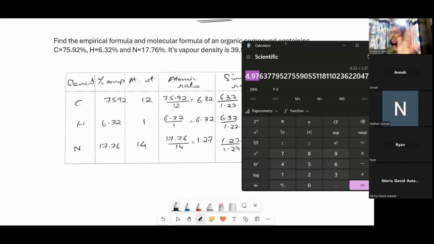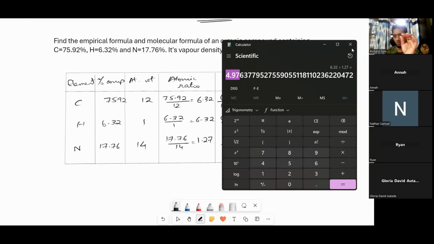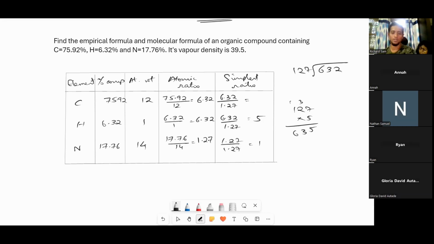See, when it's so close to 5, we round it off. If it's 4.8, we can't round it off. If it's 4.9, you can round it off to 5. If it's 5.1, you can write it as 5. If it's 5.2, no, that's too far. You'll get 5.01, 5.02, 5.03, something like that. So it's very close to the whole number. All right. So you got your simplest ratios. Now you can write down your formula.